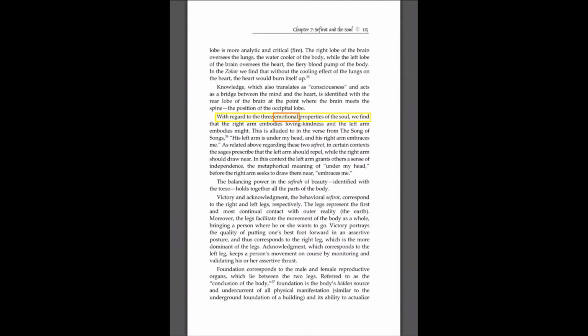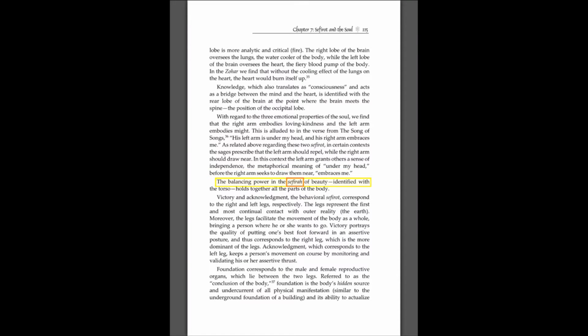With regard to the three emotional properties of the soul, we find that the right arm embodies loving kindness and the left arm embodies might. This is alluded to in the verse from the Song of Songs, "His left arm is under my head, and his right arm embraces me." As related above regarding these two Sefirot, in certain contexts the sages prescribe that the left arm should repel, while the right arm should draw near. In this context the left arm grants others a sense of independence, the metaphorical meaning of "under my head," before the right arm seeks to draw them near, "embraces me."